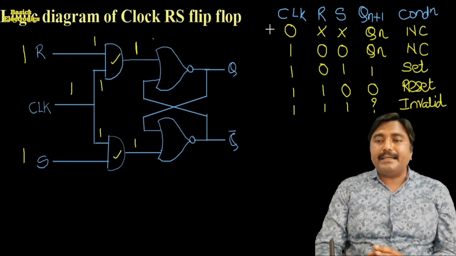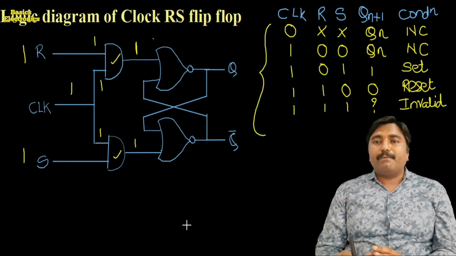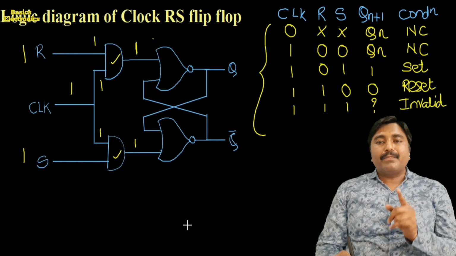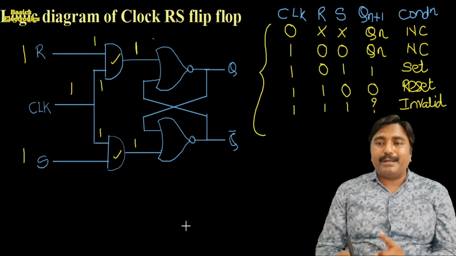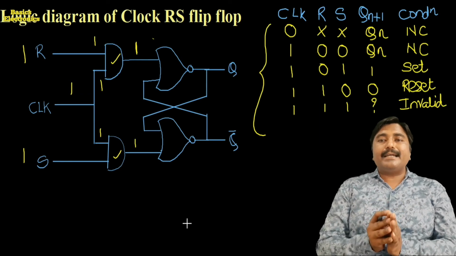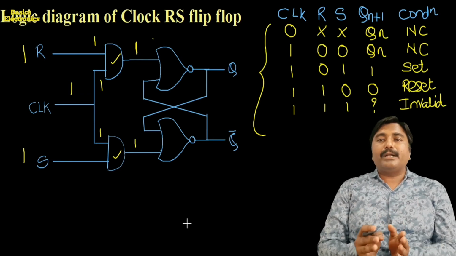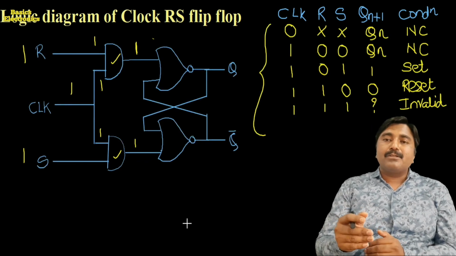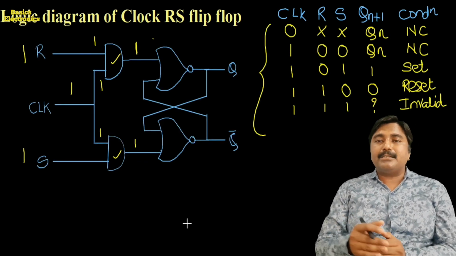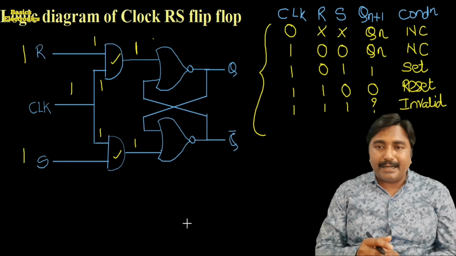Okay, so we get the same output states if we compare it with the normal RS flip-flop. Only one change is there. When the clock pulse is low, there is a no change condition, whatever input we apply, it may be 0 0, it may be 0 1, it may be 1 0, or it may be 1 1.